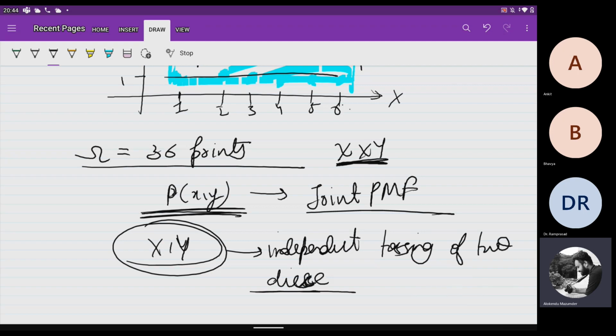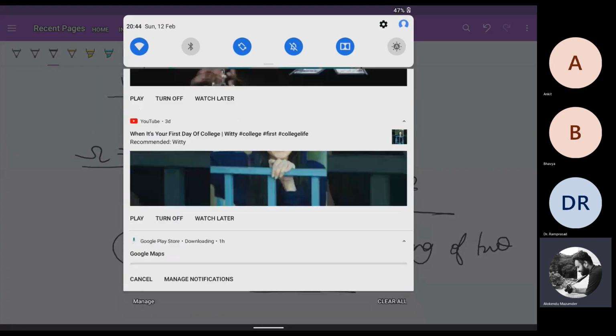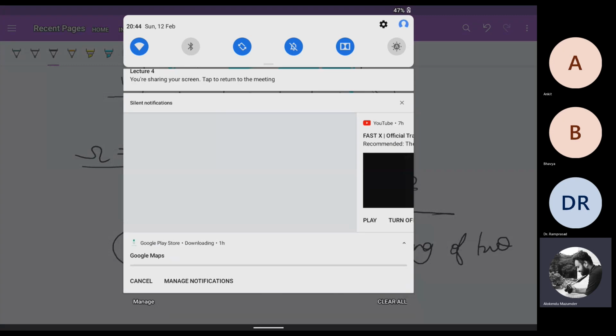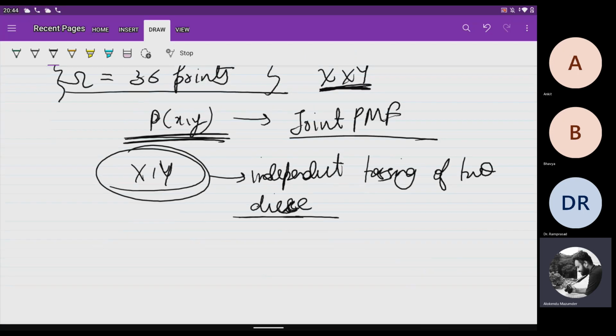Two dice. Okay, these are independent events. I think it's 15 minutes still remaining, but I need to go and catch up with a few things. So we'll be ending today's lecture here with a basic definition of what is known as joint PMF. Or before that, I will explain another thing.